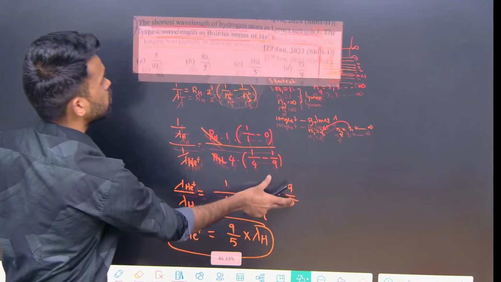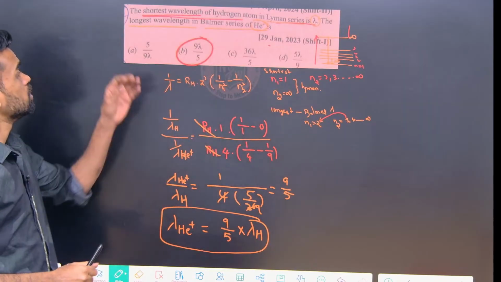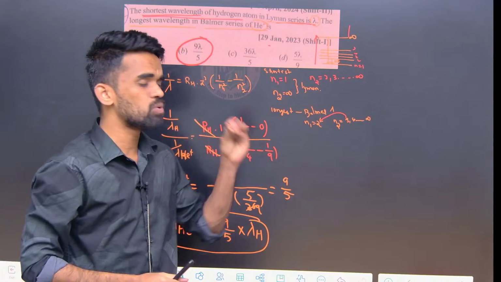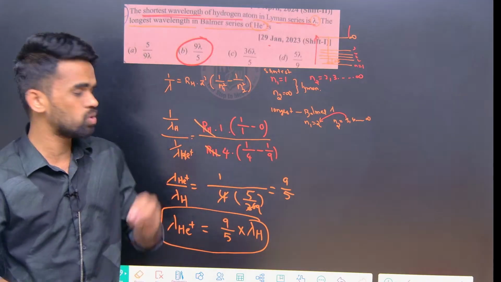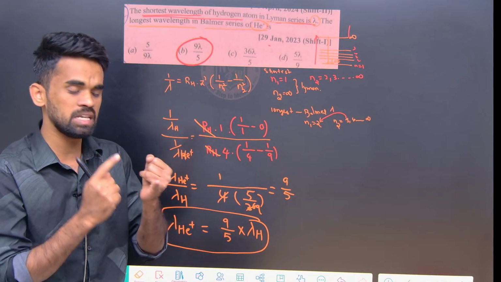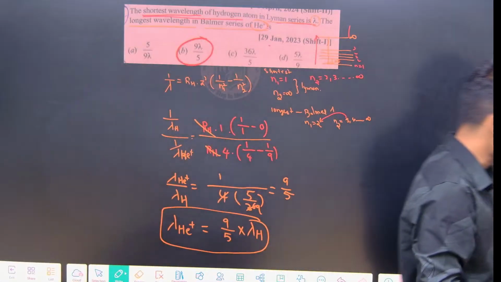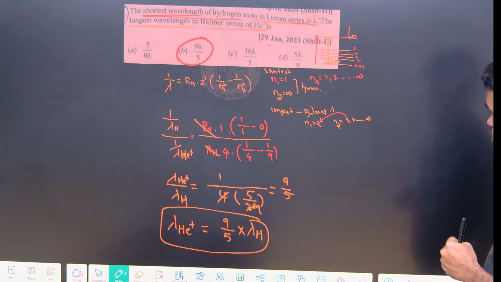We have the answer here, 9 by 5 lambda. These model questions are most frequently asked in the exam, whether it is NEET, JEE or EAPCET. Especially in NEET and JEE, one of the most repeated topics is this one. Okay, let's move forward.